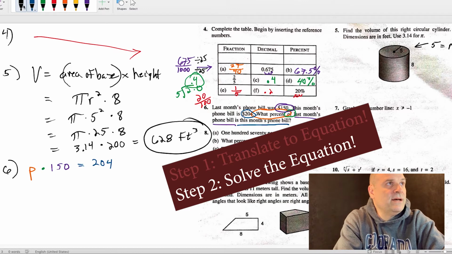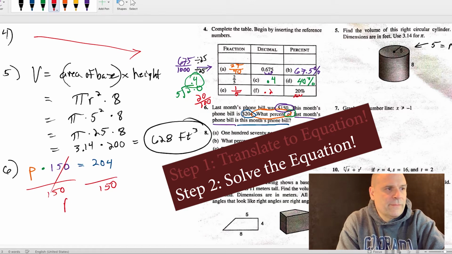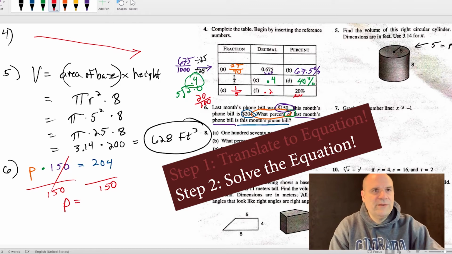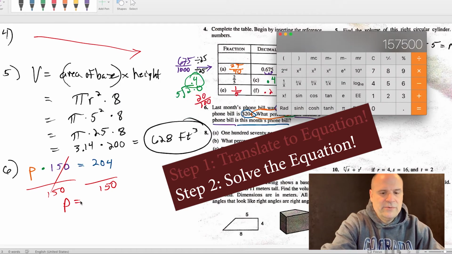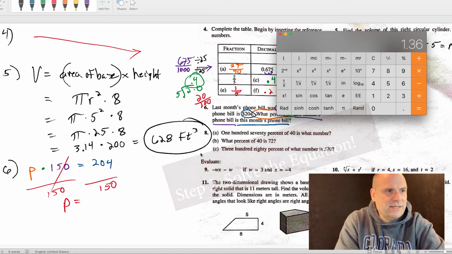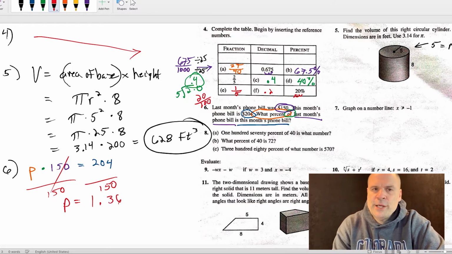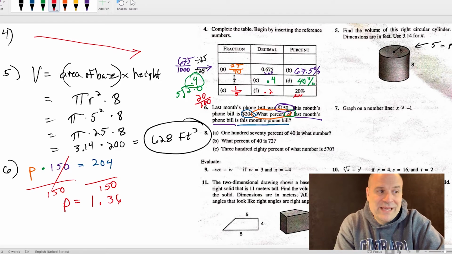Get P by itself. All right. So what do? Let's divide both sides by 150. Let's do that math. Don't be afraid to use a calculator. 204 divided by 150 is 1.36. Is that our answer? No. Why? Well, this P reminds us that we're going to change this to a percent. So that equals 136%.